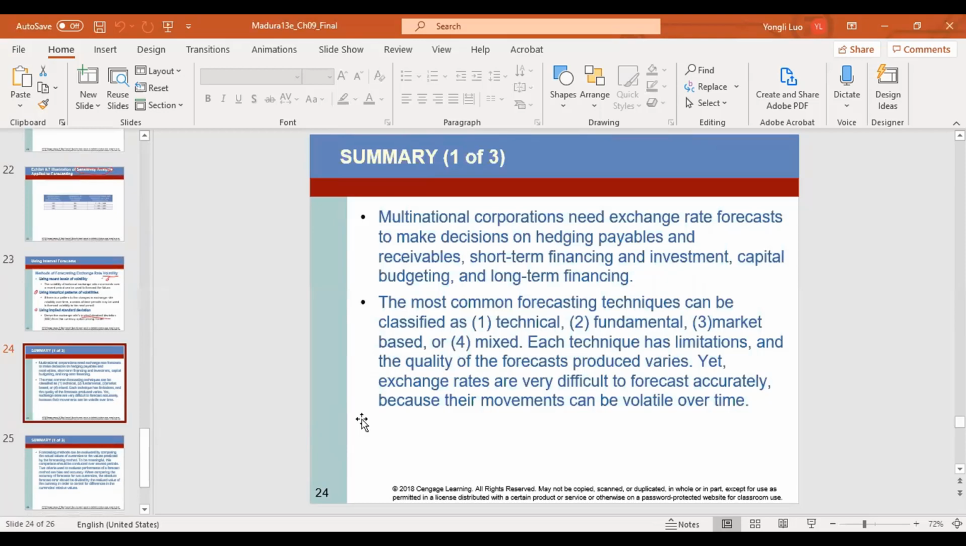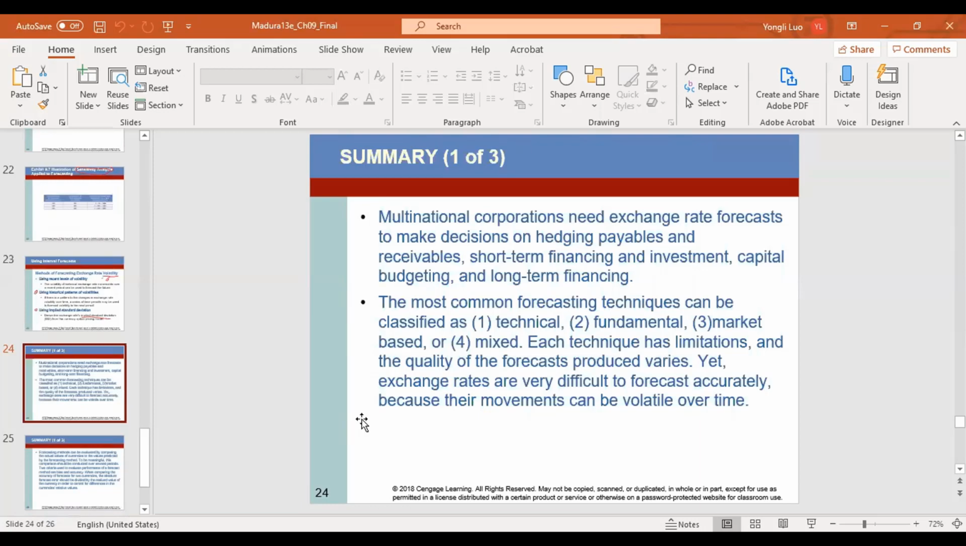Multinational corporations need exchange rate forecasting to make decisions on hedging payables and receivables, short-term financing and investment, capital budgeting, and long-term financing. The most common forecasting techniques can be classified as technical, fundamental, and market-based or mixed. Each technique has limitations, and the quality of the forecast produced varies.